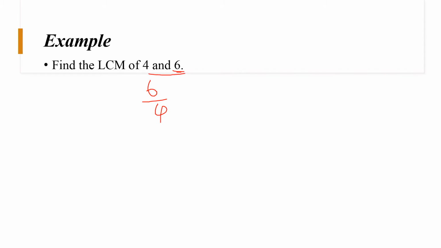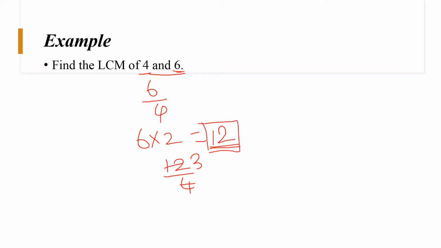In the next step, you have to choose the next multiple of 6. That is 6 multiplied by 2. 6 multiplied by 2 gives you the value of 12. Again, you have to check whether this number is completely divisible by the other number or not. 12 divided by 4 means it is completely divisible by 4, 3 times. So here 12 is the least common multiple for 4 and 6.